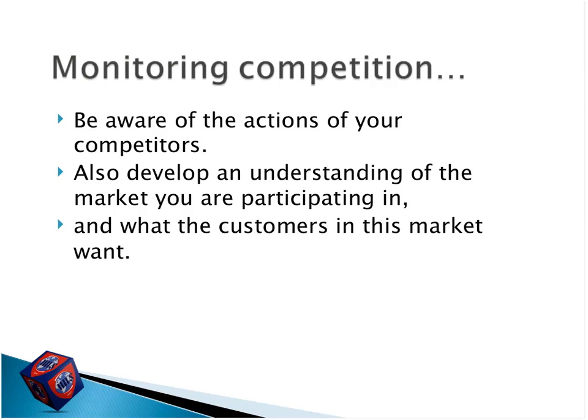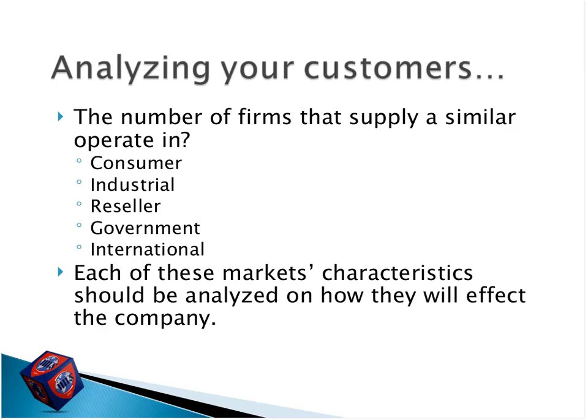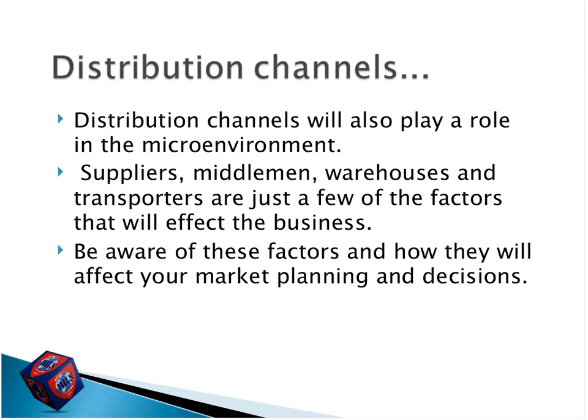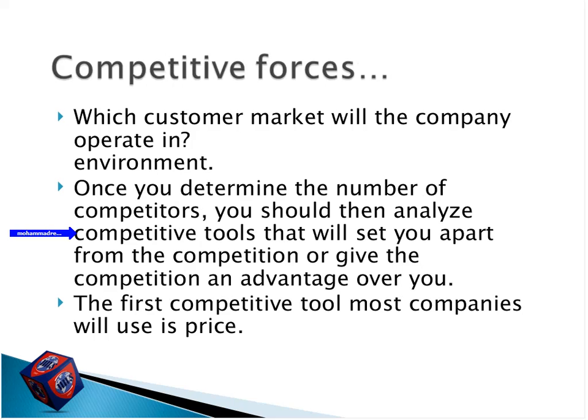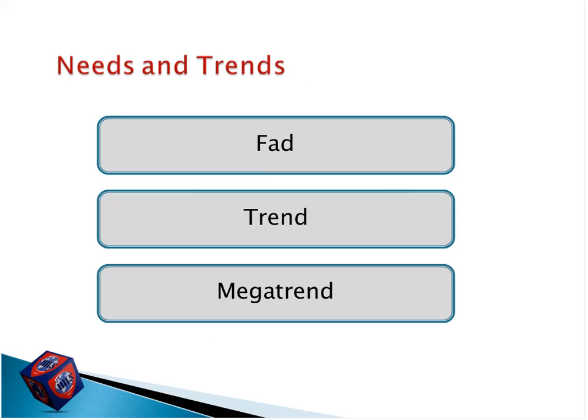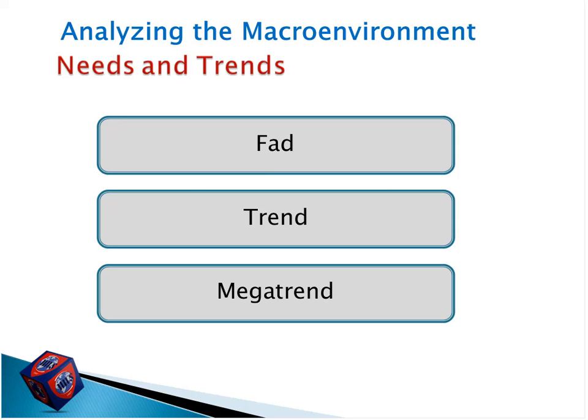Okay. After the microenvironment, which is just inside and related to your supply chain management, the microenvironment is related to some important factors only for your organization. Now, analyzing the macro environment. Macro is different from micro, and we go to needs and trends of your market. And your target market is a part of your society.